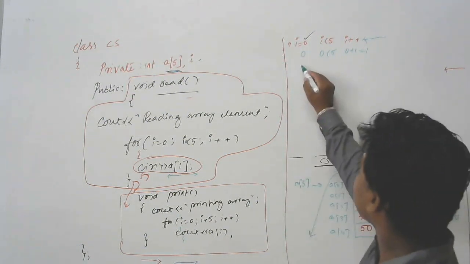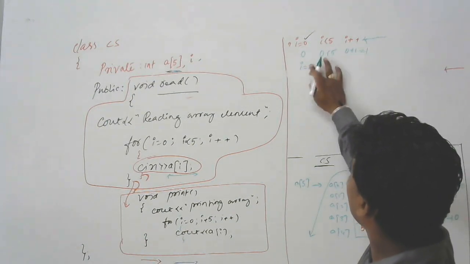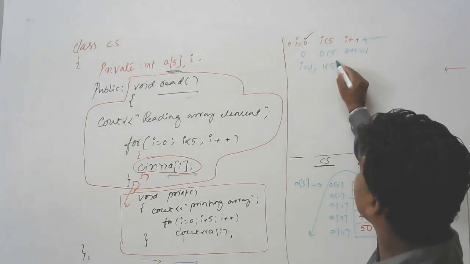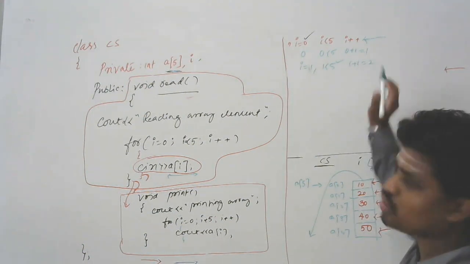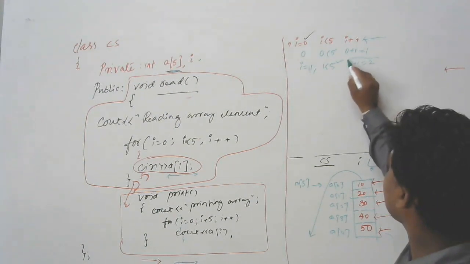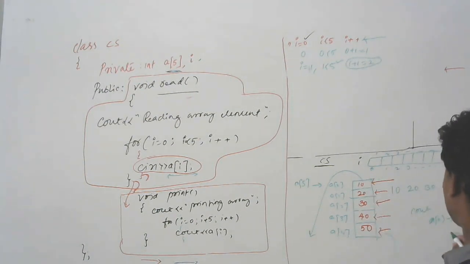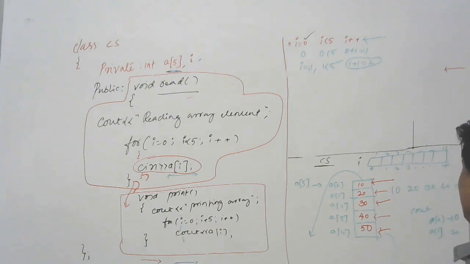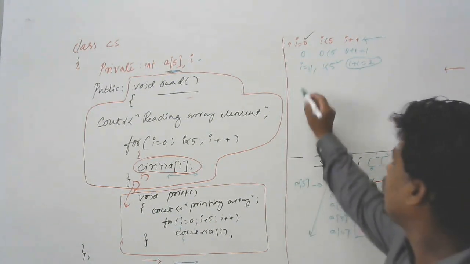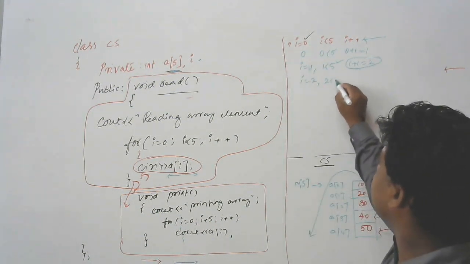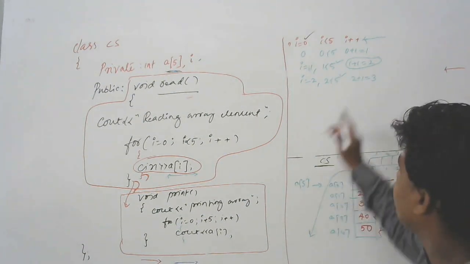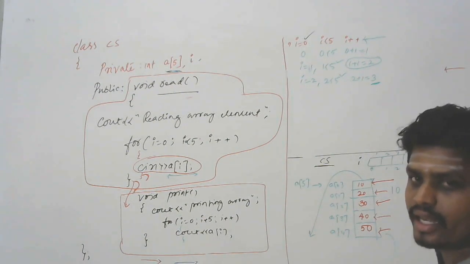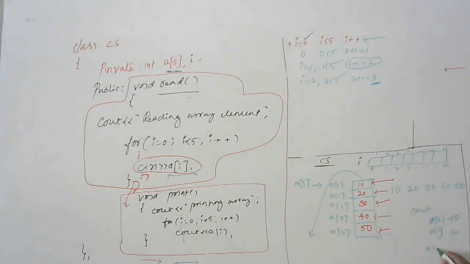Next I value becomes 1. 1 is lesser than 5, condition is true. 1 plus 1, how much? 2. Before changing the I value, it executes 20, that is the value at A of 1. Now I value becomes 2, 2 is lesser than 5, condition is true. 2 plus 1, how much? 3. Before making the I value 3, it executes A of 2, that is 30.